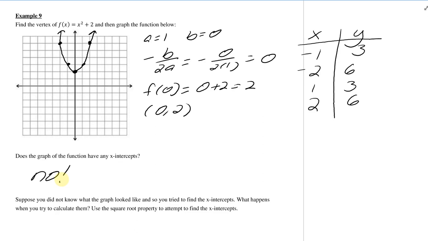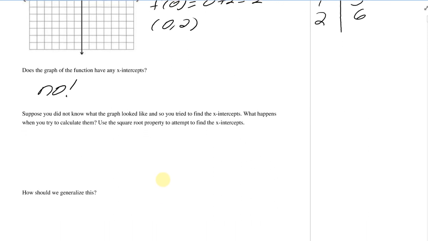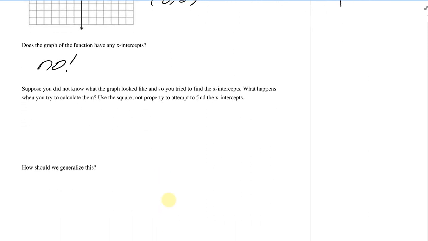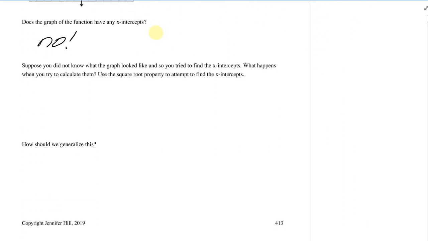So now I want to think about this for a second. What would happen if we tried to calculate the x-intercepts? On the last pages, we were finding all kinds of crazy x-intercepts, right? So all I want to do is find the x-intercepts of this equation here. To do that, I need to set this equation equal to 0. So let's take a look at what happens when we do that. So we have x squared plus 2 equals 0.